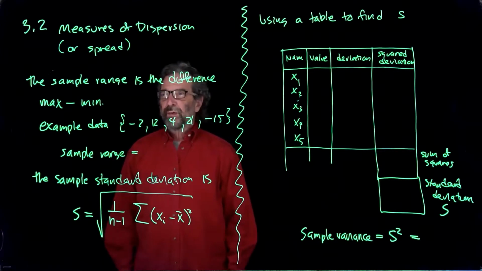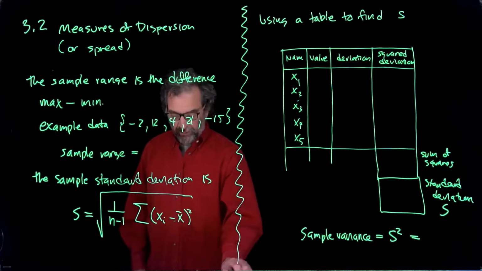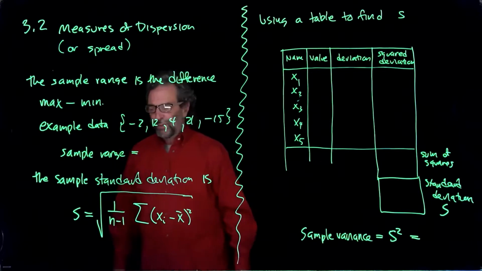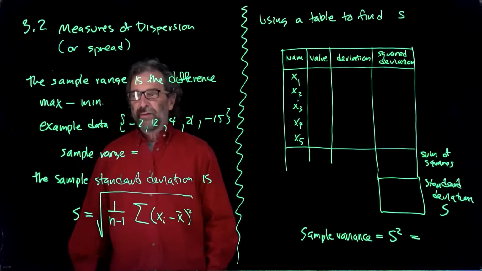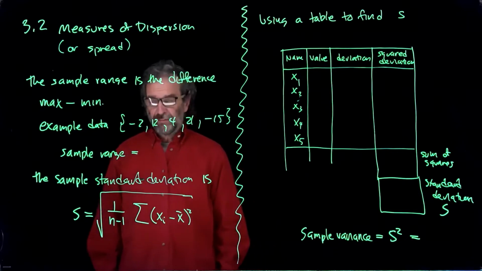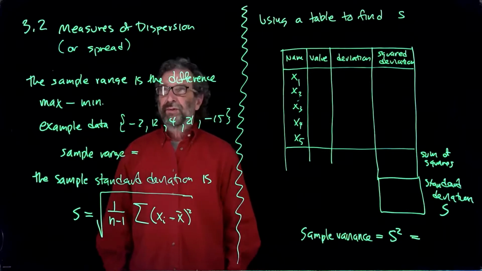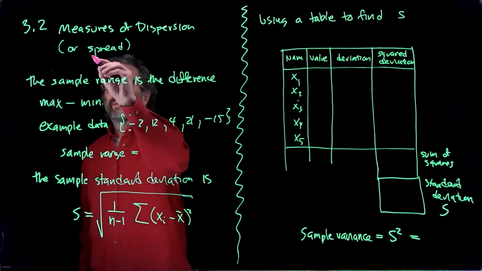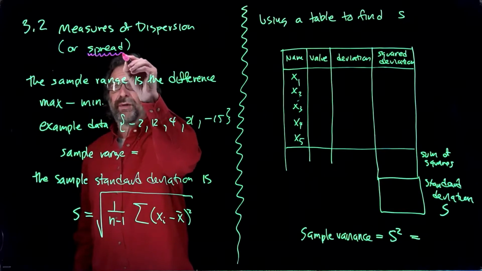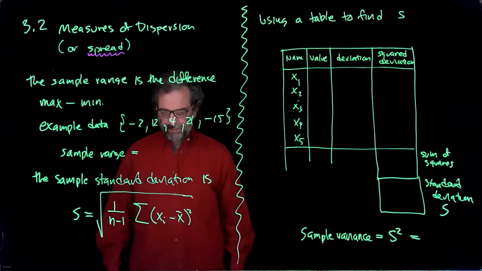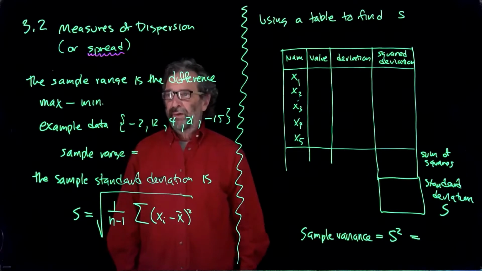We're in section 3.2. Chapter 3 is about numerical summaries of data sets. Section 2 is about measures of dispersion, and dispersion is the same thing as spread. How spread out is the data? What kinds of numbers can we use to represent the spread?